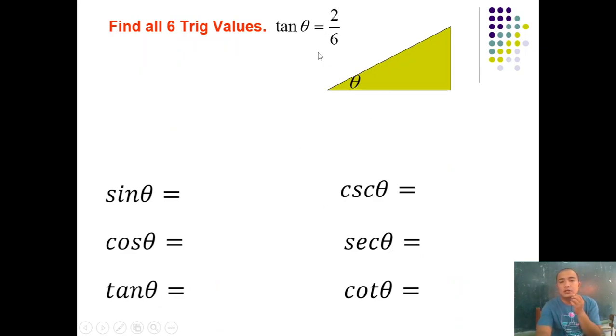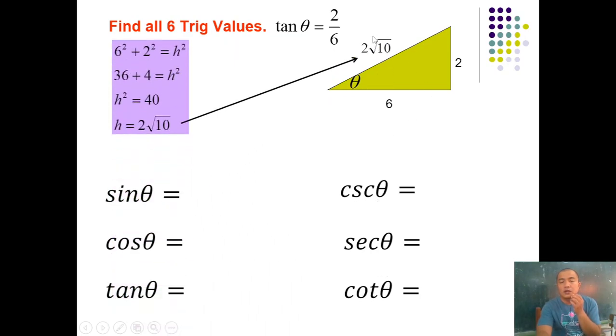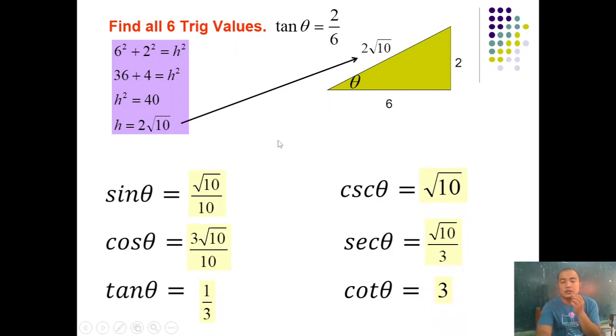Next, tangent theta is 2 over 6. That means opposite side is 2, adjacent side is 6. Solve for the hypotenuse using the Pythagorean theorem. 4 plus 36, 40. So square root of 40 is 2 square root of 10. Sine theta, opposite over hypotenuse, then rationalize. Square root of 10 over 10.